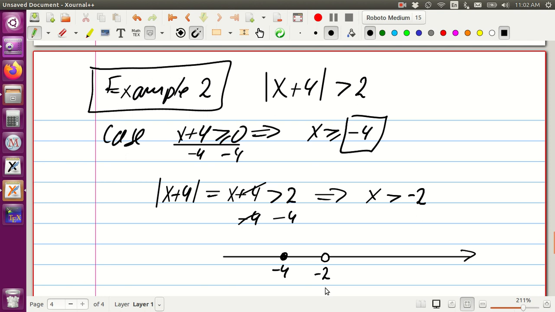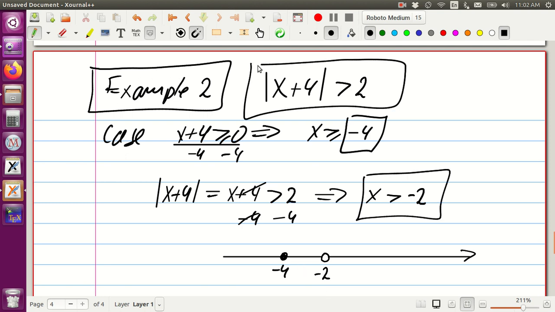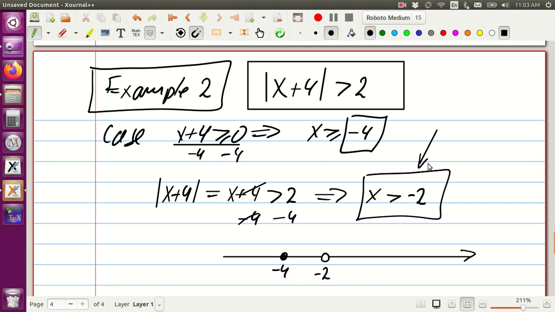So we would like this to be true, otherwise our inequality will be wrong, right? So this definitely has to be true. So we cannot take any values between negative 4 and negative 2, otherwise this inequality will not work. So that means we want to take all of the answers to the right side of negative 2, right? Because this has to happen at the same time. And at the same time means intersection.